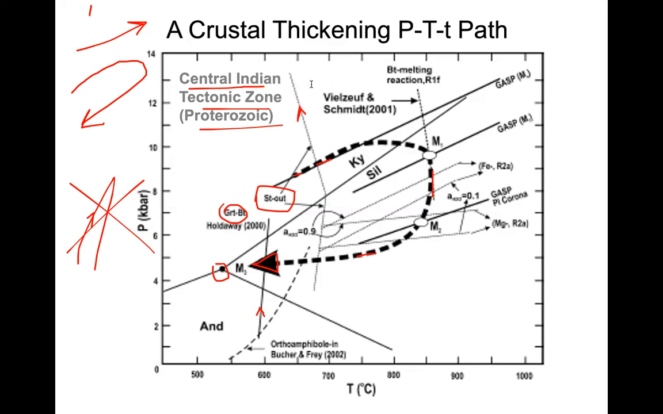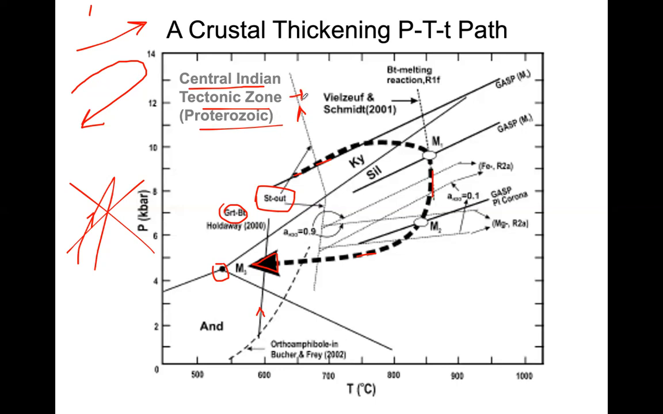Staurolite. Yes, that's correct. So this is staurolite. ST out means the stability field of staurolite. That means from there onwards, there is no staurolite. Staurolite will be eliminated from the system by some reactions, right?